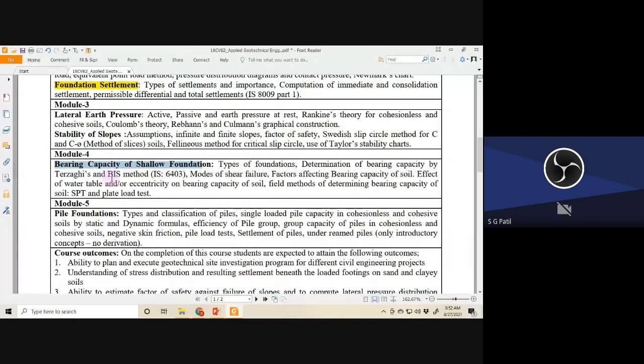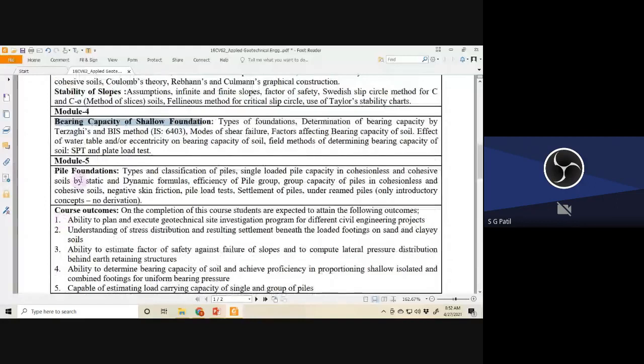Once we finish the shallow foundation, we will go for the pile foundation. Suppose at shallow depth you don't have soil which can carry your structure's load; during that time, we will go for pile foundations. In pile foundations, again, we see how to calculate the load carrying capacity of the pile. Depending on the type of soil and the method of pile installation, there are different methods to calculate the load carrying capacity of the pile. Those things we'll discuss in this final module, module 5.